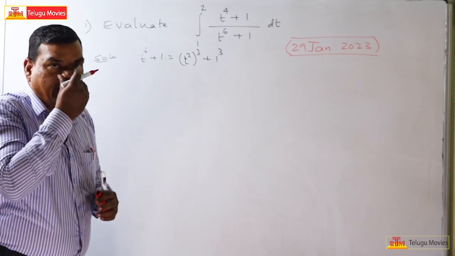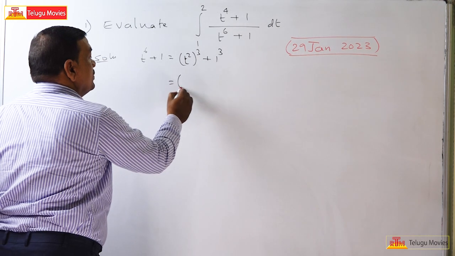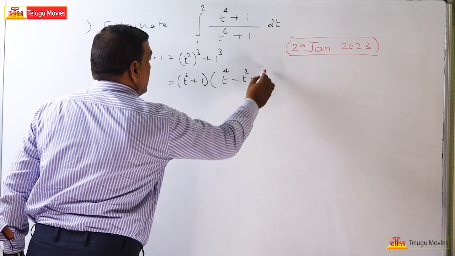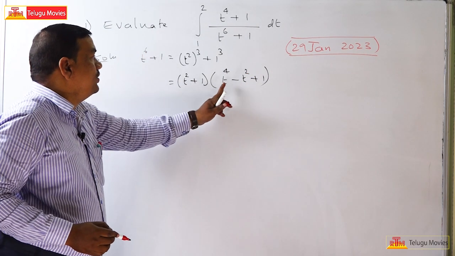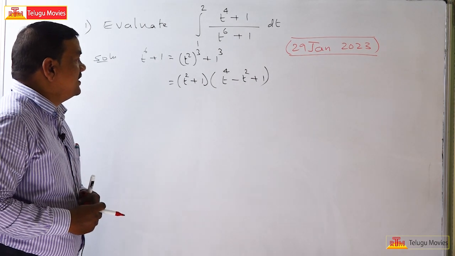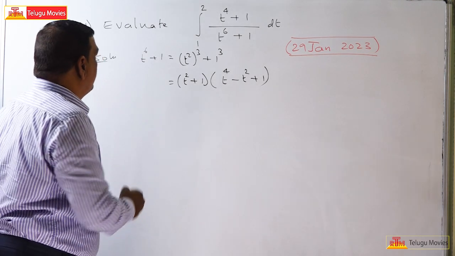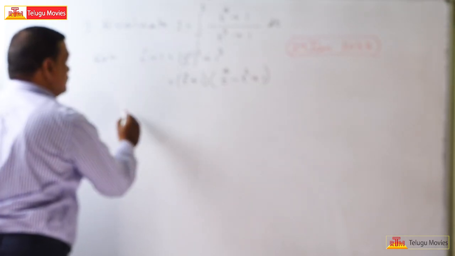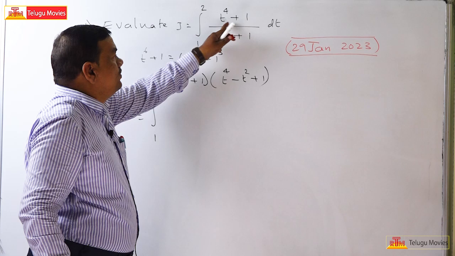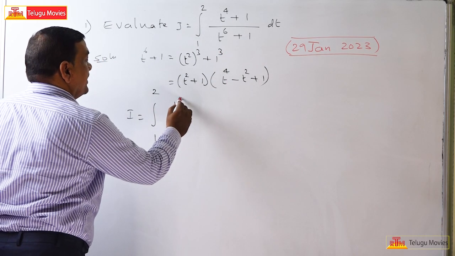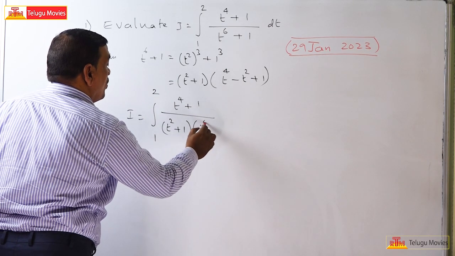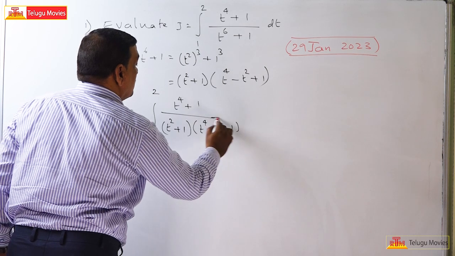So it is in the form of a cube plus b cube. So a cube plus b cube is equal to (a plus b) into (a square minus ab plus b square). Okay, now first you write the denominator like that. So you call it I. I is equal to the integral from 1 to 2. Here t to the power of 4 plus 1 is there, so I write it as it is. In the denominator, (t square plus 1) into (t power 4 minus t square plus 1) dt.